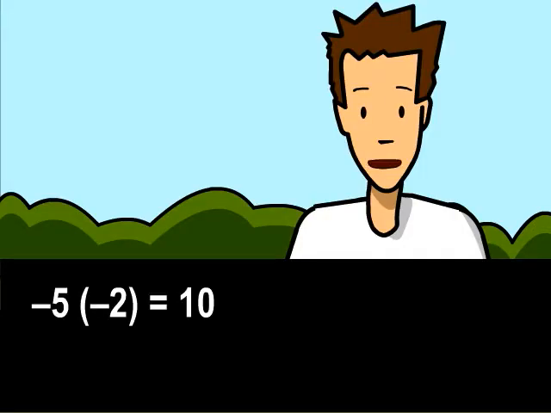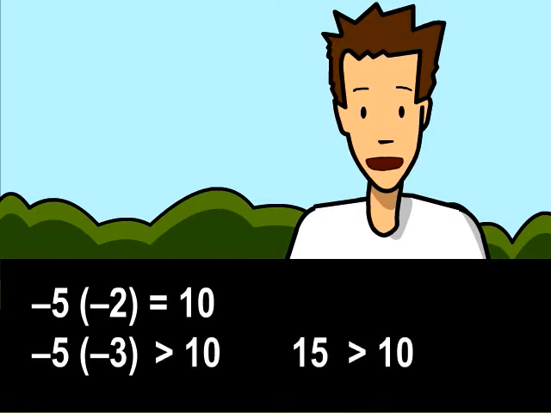That makes sense. Negative 5 times negative 2 equals 10, so any number less than negative 2, like negative 3 times negative 5, should equal more than 10.